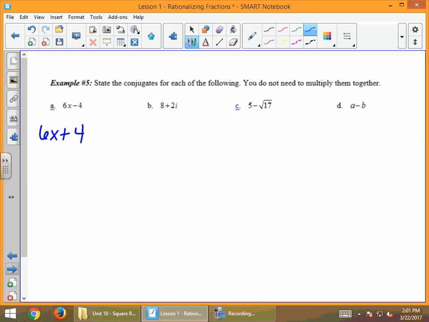In B, if we have 8 plus 2i, the conjugate would be 8 minus 2i. If you have 5 minus radical 7, the conjugate would be 5 plus radical 7. And lastly, if you have A minus B, very good, the conjugate would be A plus B. And the terms stay exactly how they are. The sign in the middle just changes to the opposite. That would be the conjugate.